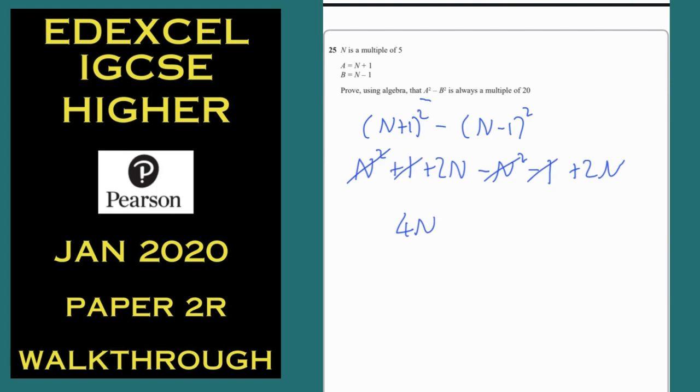N is a multiple of 5. In other words, whatever x is, as long as x is an integer, a squared minus b squared will indeed be a multiple of 20. So there's all your algebra. That is cast iron, but I would put something like hence is always a multiple of 20, and that'll do. It's only 3 marks. Don't overcomplicate.